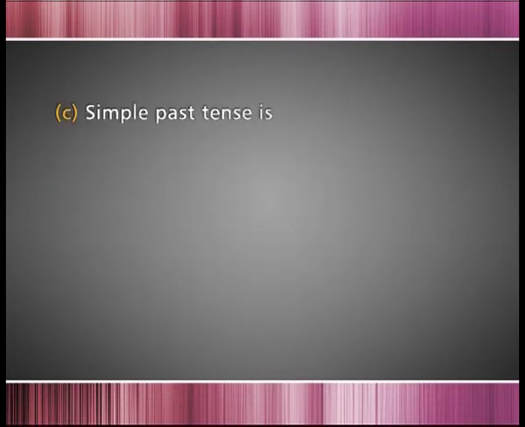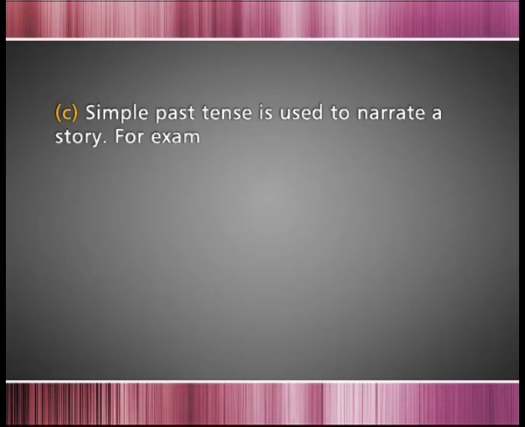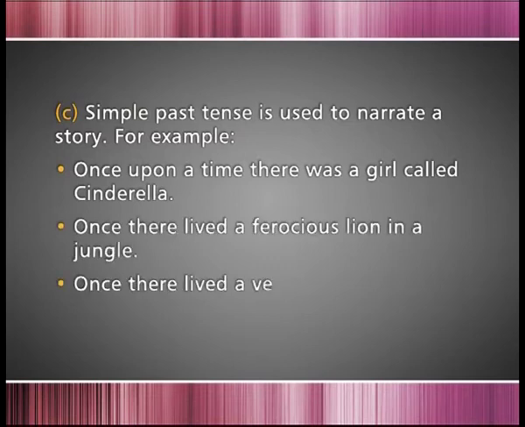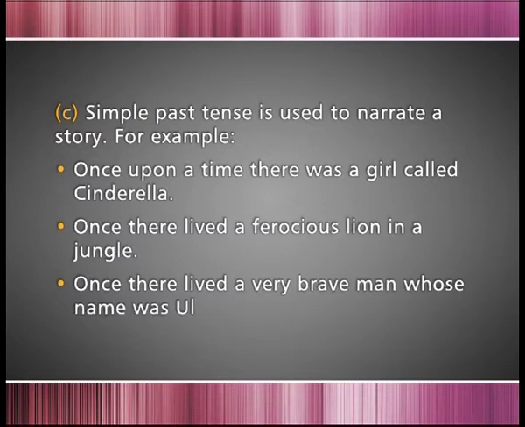C. Simple past tense is used to narrate a story. For example, once upon a time there was a girl called Cinderella. Once there lived a ferocious lion in a jungle. Once there lived a very brave man whose name was Ulysses. D. It is used to refer to historical events.